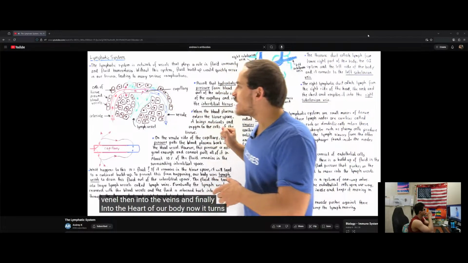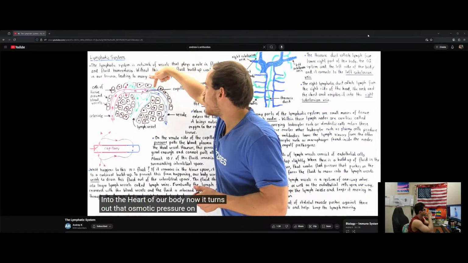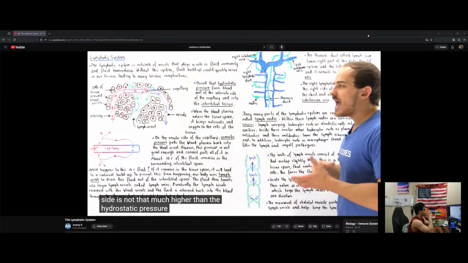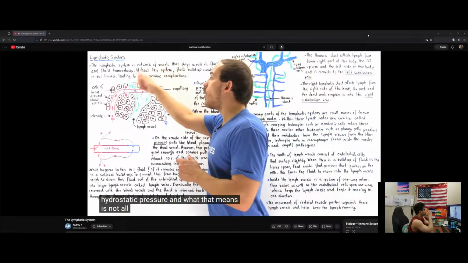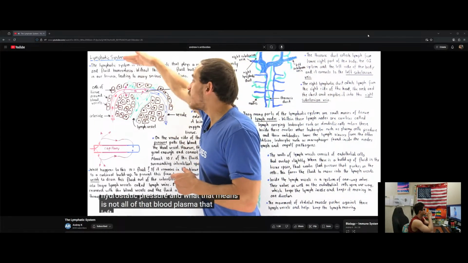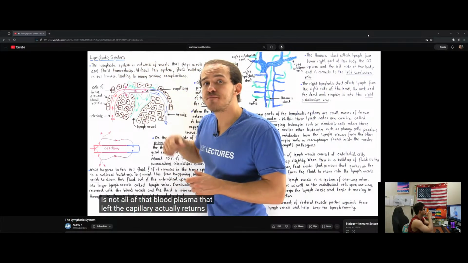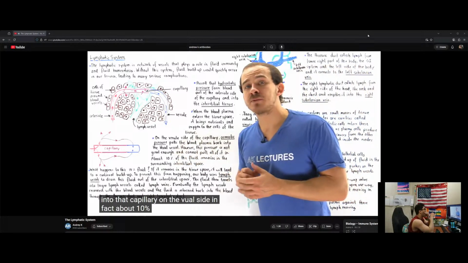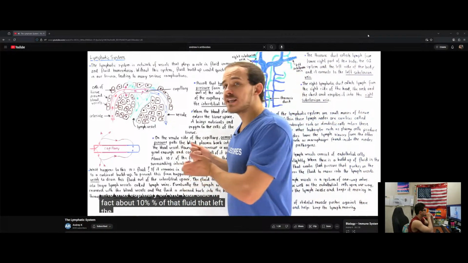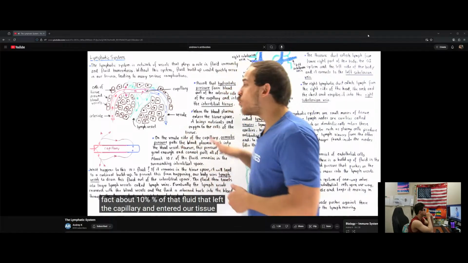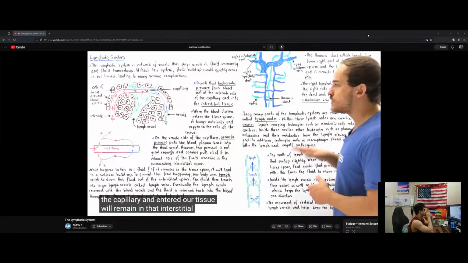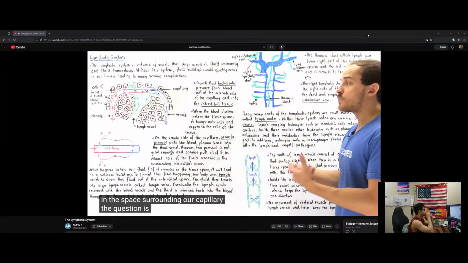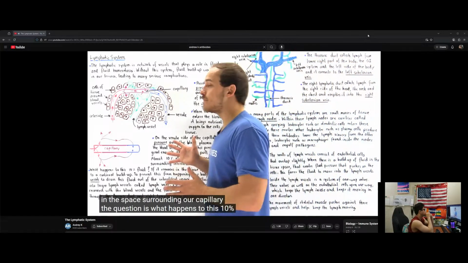Now, it turns out that osmotic pressure on the venule side is not that much higher than the hydrostatic pressure. And what that means is not all of that blood plasma that left the capillary actually returns back into that capillary on the venule side. In fact, about 10% of that fluid that left the capillary and entered our tissue will remain in that interstitial space, in the space surrounding our capillary. The question is, what happens to this 10% fluid?